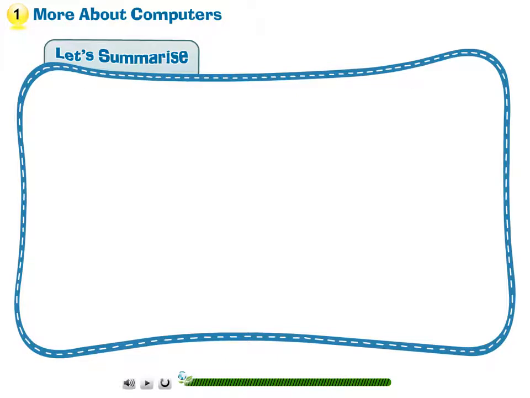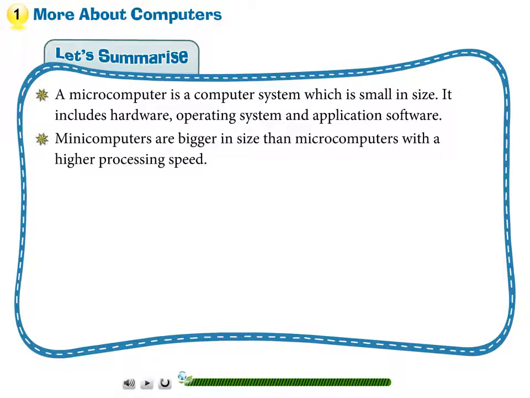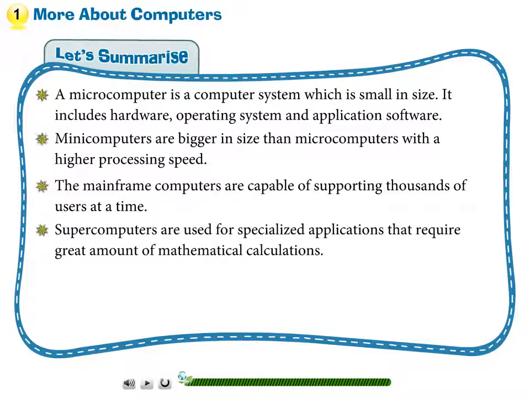Let's summarize. A microcomputer is a computer system which is small in size. It includes hardware, operating system, and application software. Minicomputers are bigger in size than microcomputers with a higher processing speed. The mainframe computers are capable of supporting thousands of users at a time. Supercomputers are used for specialized applications that require a great amount of mathematical calculations.